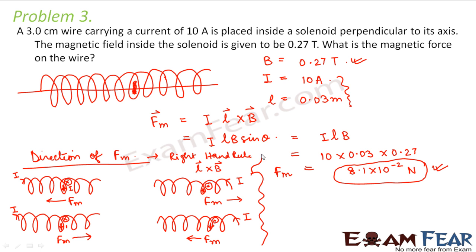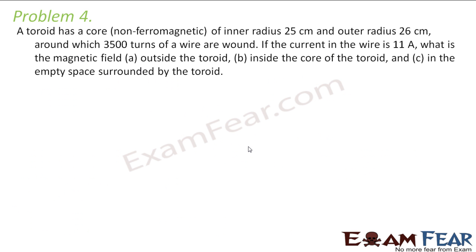I just told all the possibilities so that you get used to applying these right hand rules everywhere. So try all these 4 scenarios yourself. If you are able to get the correct direction of magnetic force, that means you have understood the right hand rule as well as the right hand thumb rule properly. So let us go ahead and look at the 4th problem.